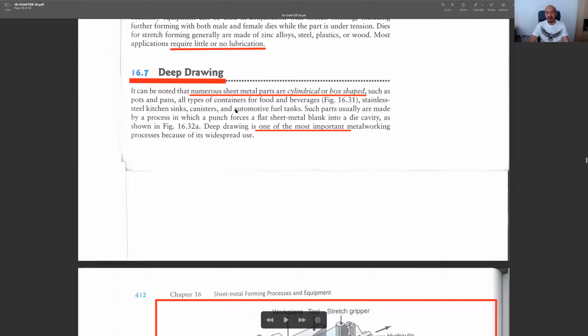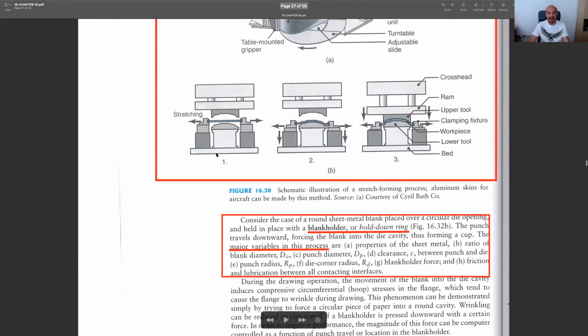We also have some examples in the automotive industry. The fuel tanks are usually in the shape of cups. The beverage cans are all in the shape of such cups. And we can manufacture these with the help of deep drawing.